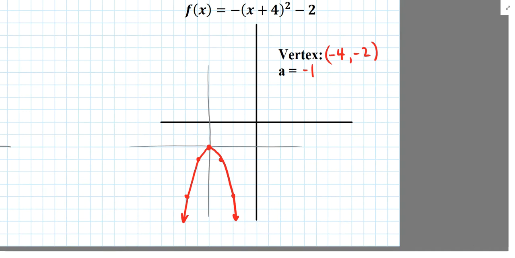The vertex is located at the coordinate -4, -2, and the graph opens down and is the same shape and size as our parent graph. Your parabola should look like this.